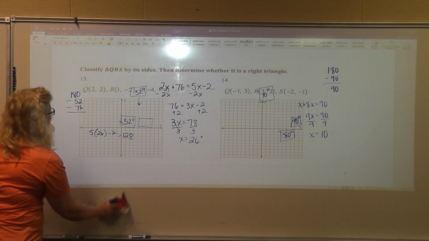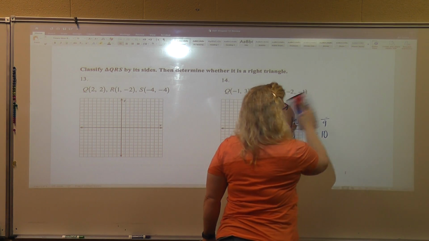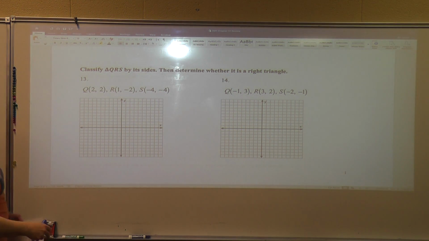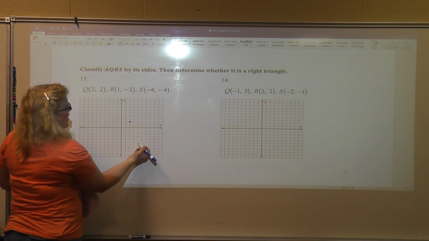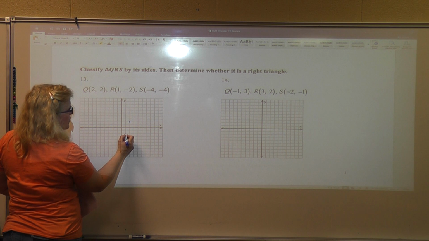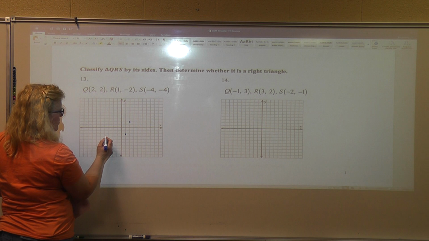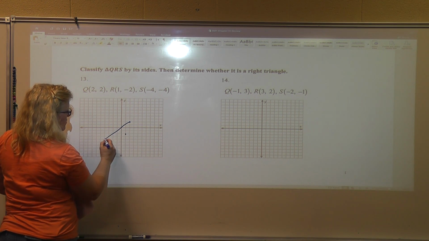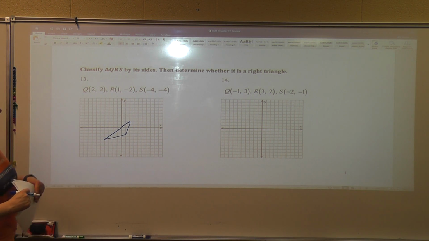Numbers 13 and 14. I hope my beeper doesn't go off. Okay, number 13 and 14. Quickly, you need to plot the points. So I've got 2, 2, and 1, negative 2, and negative 4, 1. Counting 1, 2, 3, 4, 1, 2, 3, 4. And I have this right here.